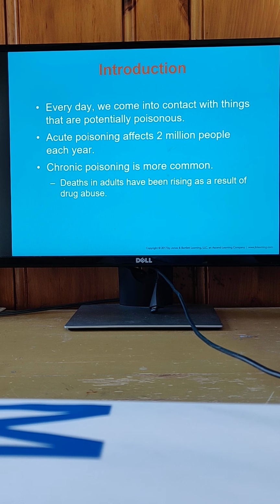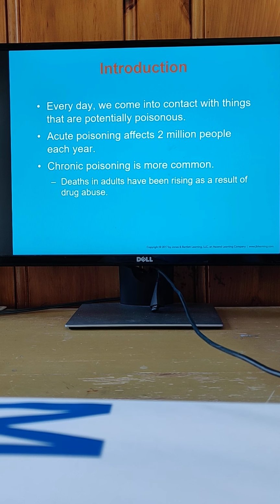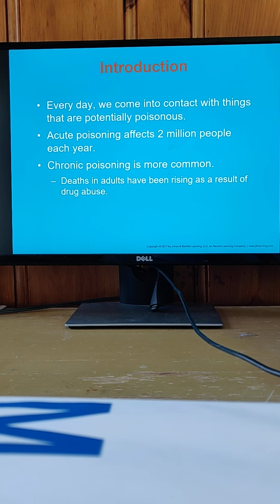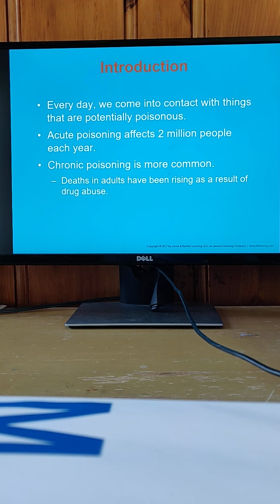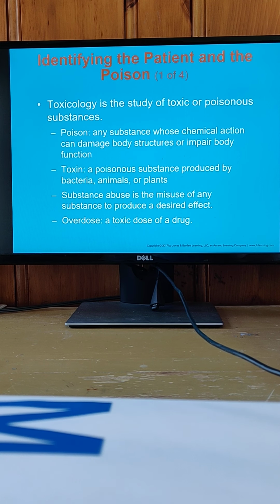Acute poisoning, which means quick, rapid poisoning, affects about 2 million people each year. And chronic poisoning, which is much more common, is the result of an extended period of time and is usually associated with extensive or long-time drug or alcohol abuse. Toxicology is the study of toxic or poisonous substances.